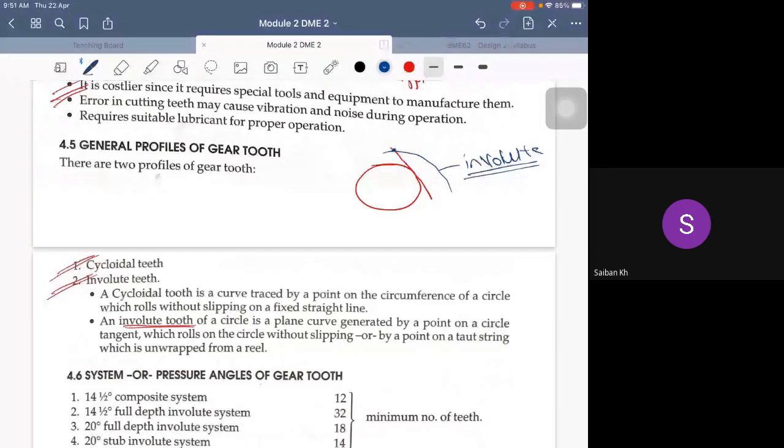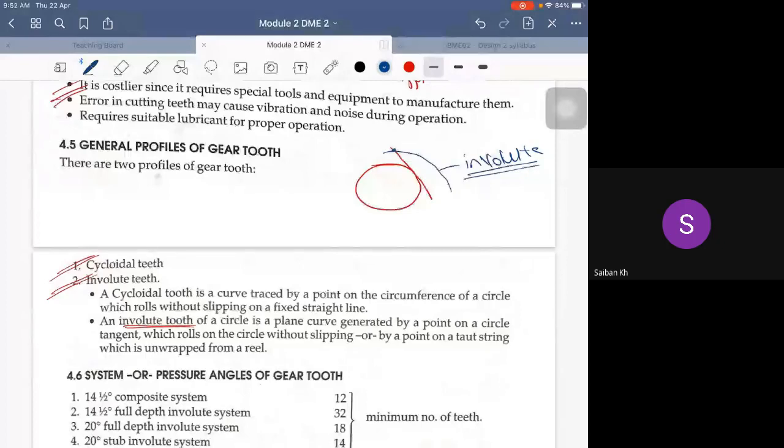Yes. Have you understood what is involute profile and how it is generated? Okay, please respond.